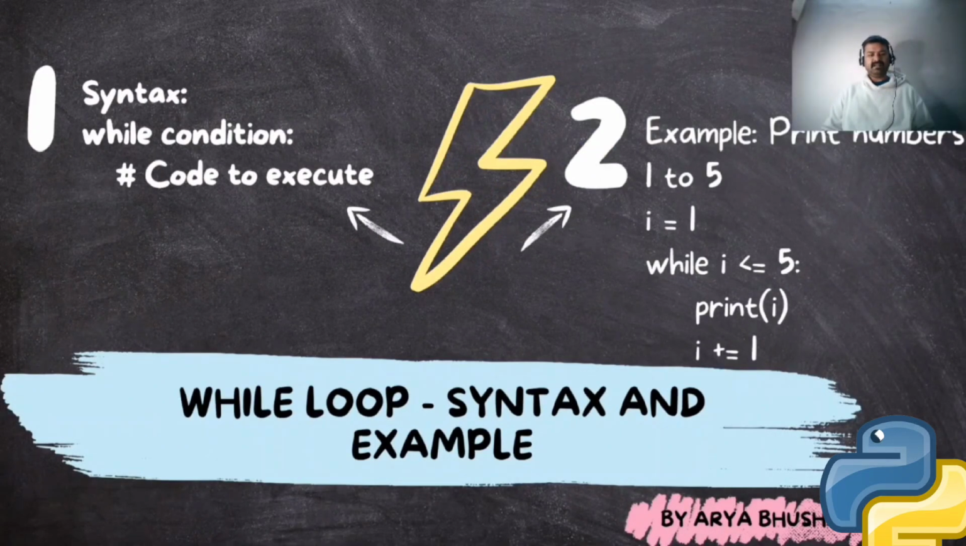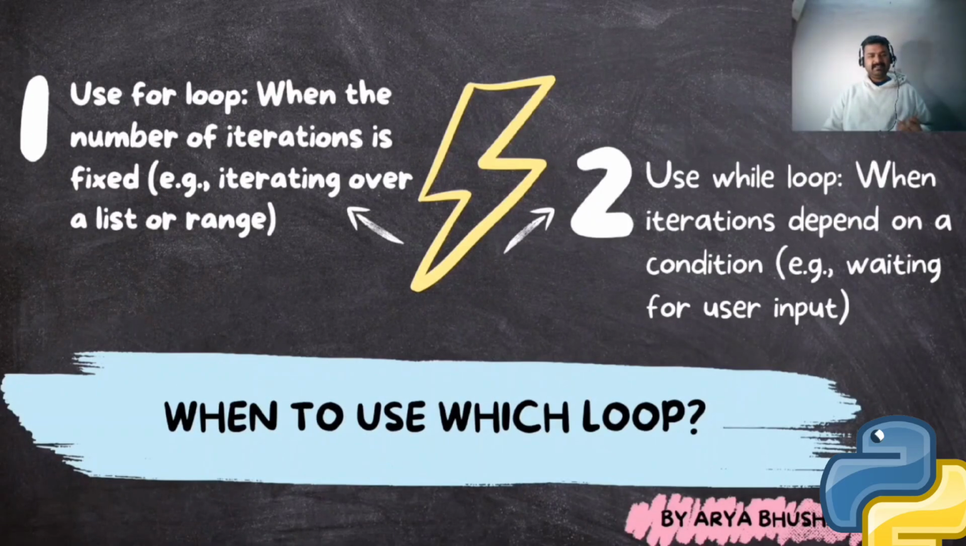The while loop runs as long as a specified condition remains true. Here is an example where we print numbers from 1 to 5. Notice how we need to update the variable i inside the loop to avoid an infinite loop. Here is a quick tip. Use a for loop when you exactly know how many times you need to iterate, and use a while loop when the number of iterations depend on a condition.